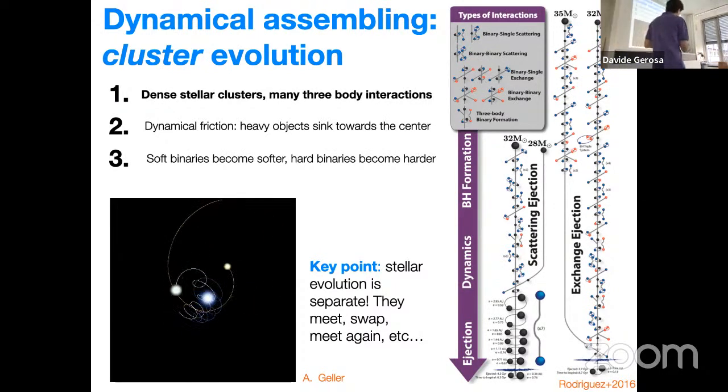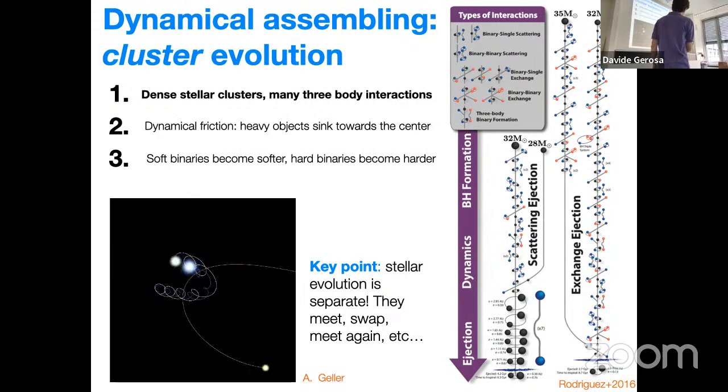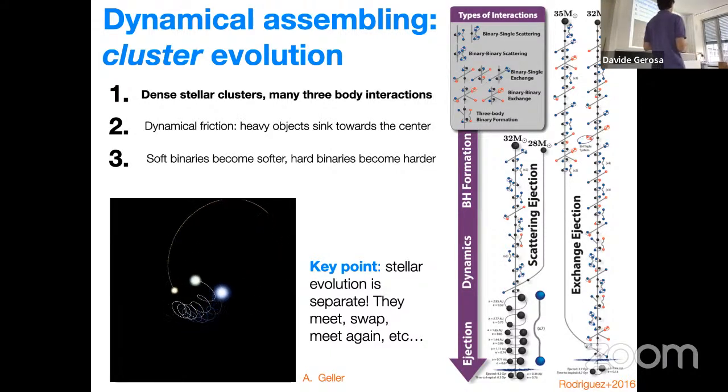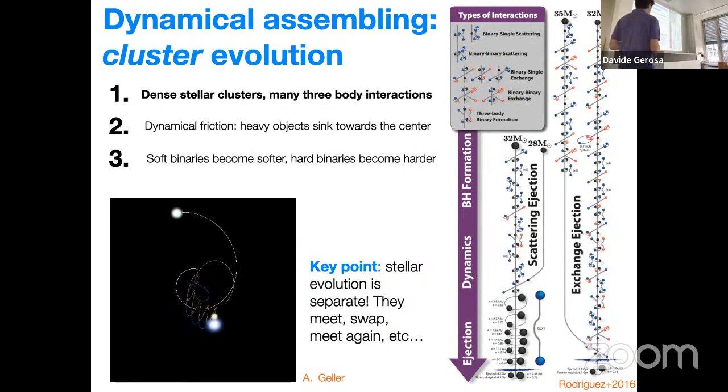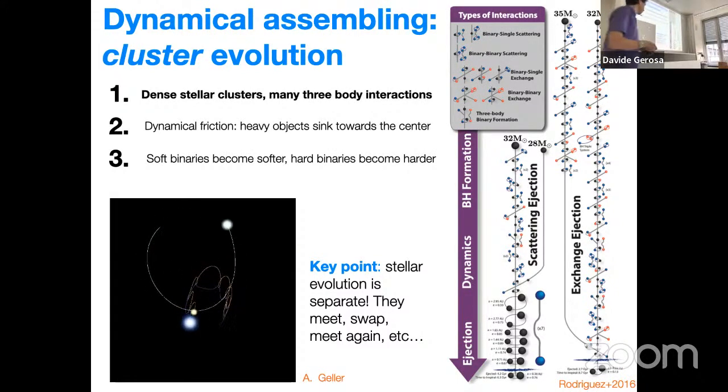So if you then play the game of actually cooking up an actual model, it's extremely complicated. This is a specific scenario that was built to explain the very first event. And you see how many and how detailed different interactions you need to produce a single black hole merger with the properties that we observe. So it's a highly non-trivial problem.